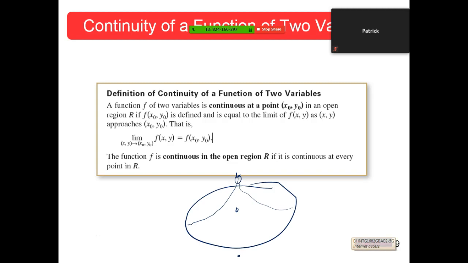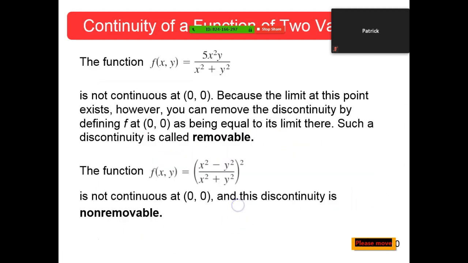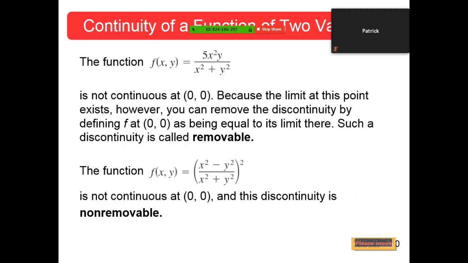The function f is continuous in the open region R if it's continuous at every point in R. So if this is your region R here, and it doesn't have to be your thing. It could be, if that's your region R, it would have to be continuous everywhere. It could not have a value like that anywhere. Okay? So that's continuous in a region R.